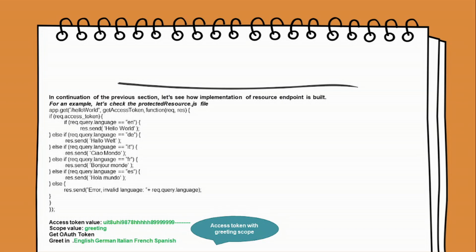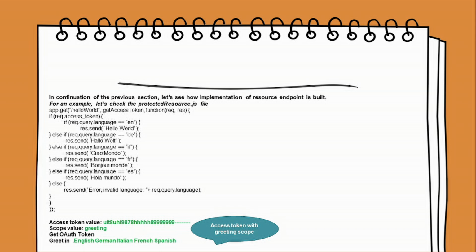In continuation of the previous section, let's see how the implementation of the resource endpoint is built. For example, let's check protected-resource.js. This is one of the JavaScript files for the protected resource, where we put the logic of the API. Here we have app.get hello world with the getAccessToken function, request, result. We are defining a few languages, but if the language is not one the user can be greeted in, it's not in scope, and we give an error.